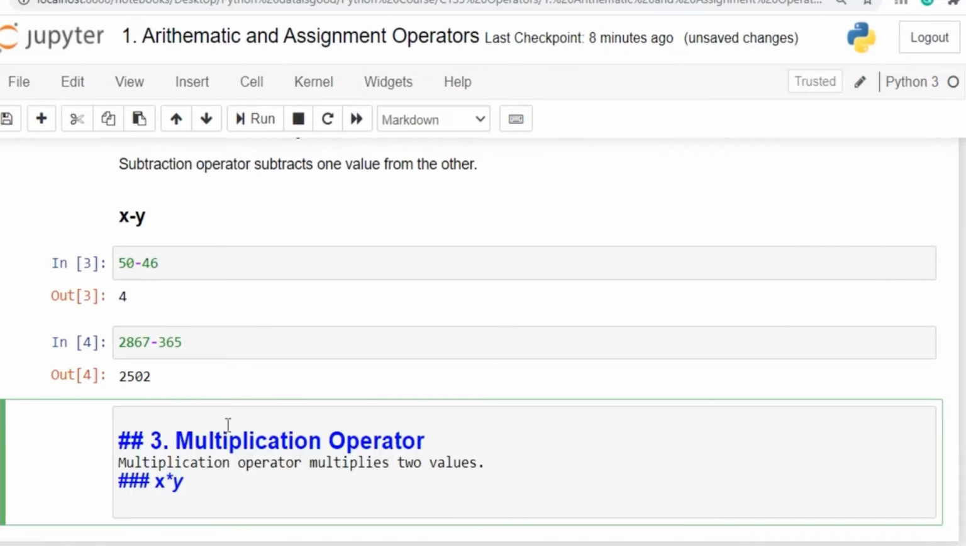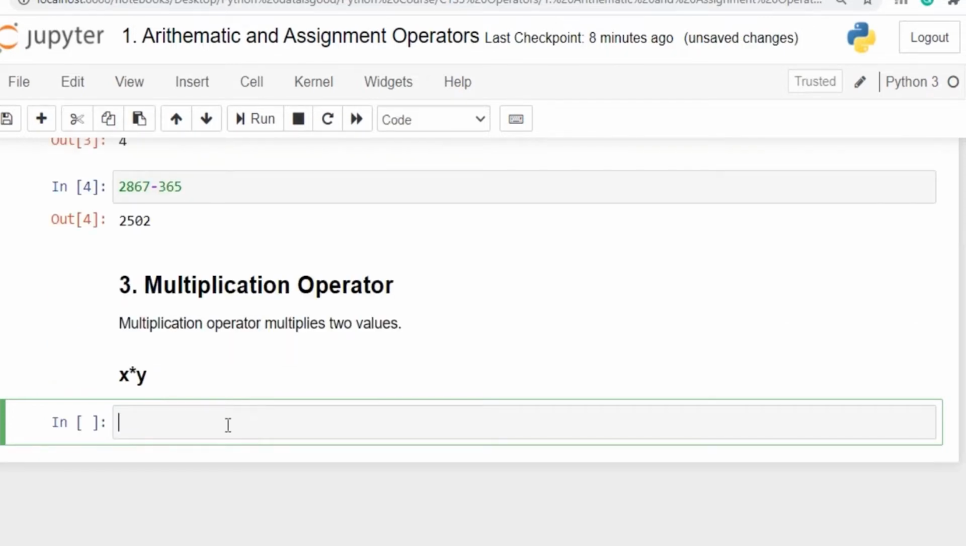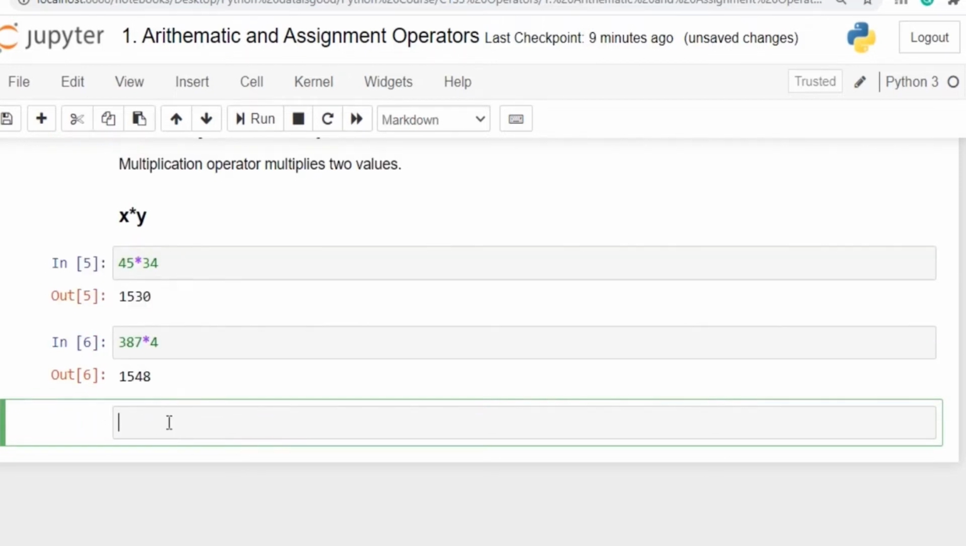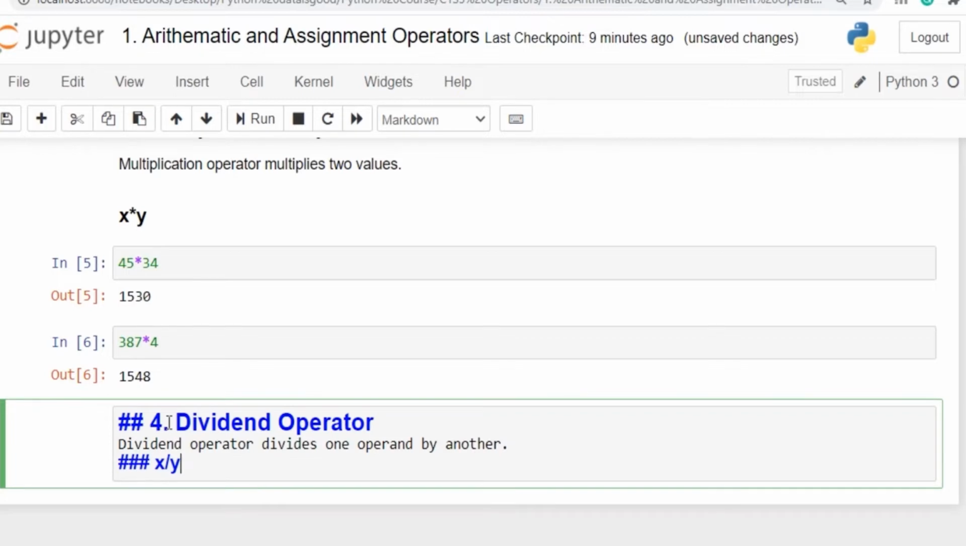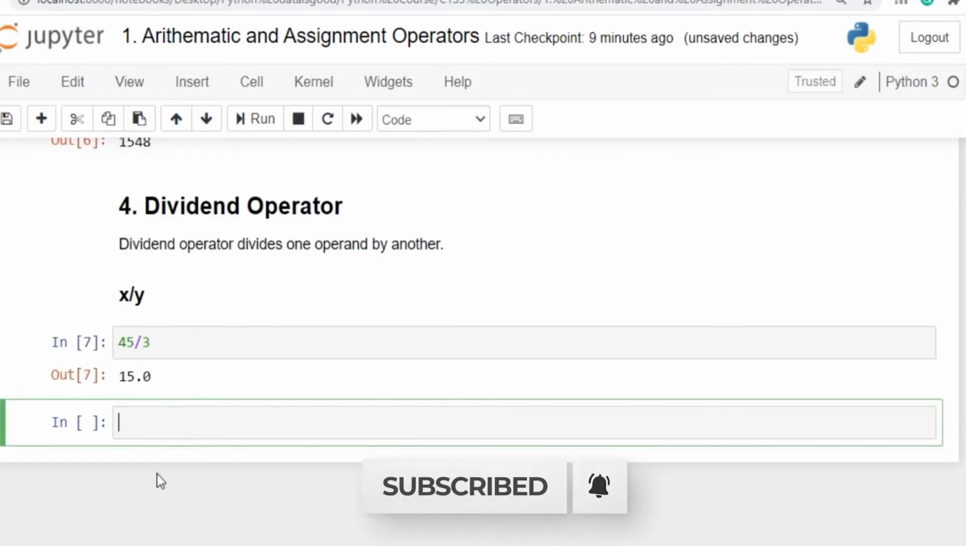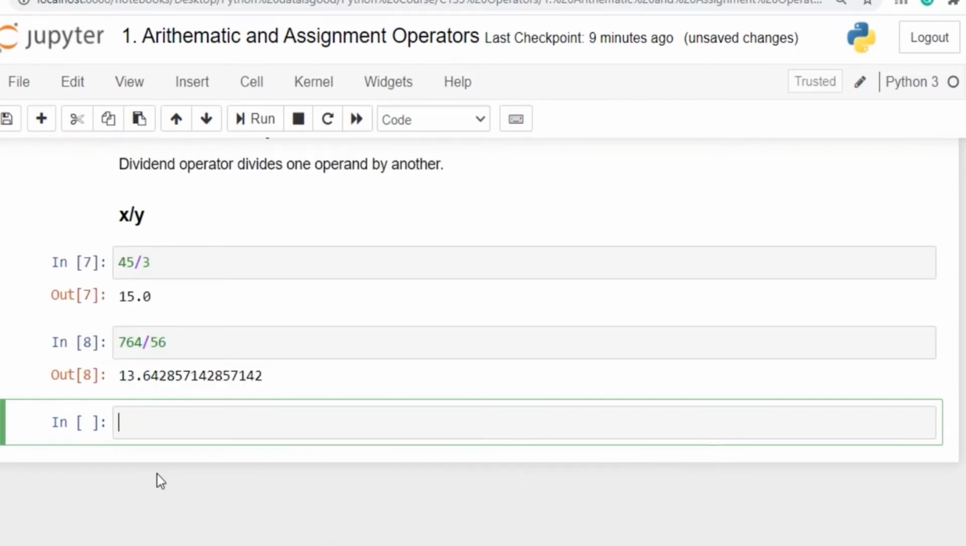Then we have the multiplication operator, which multiplies 2 values. For example, x into y. 45 into 34 is equal to 1530. 387 into 4 is equal to 1548. Then we have the division operator, which divides one operand by another. Example, x divided by y. 45 divided by 3 equals 15. 764 divided by 56 equals 13.64.